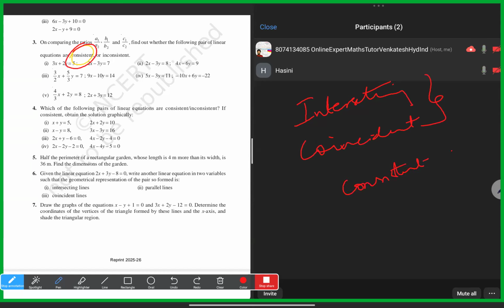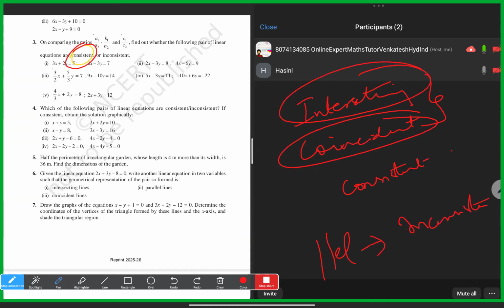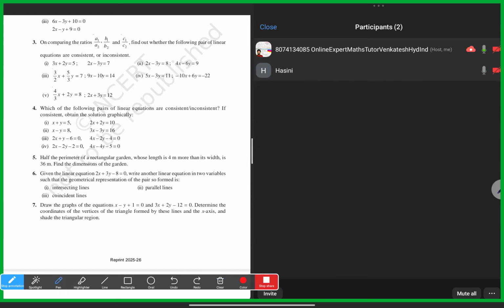And if the lines are parallel, that is the no solution case, they'll come under inconsistent. Whether they have a unique solution, that is intersecting lines, or coincident lines with many solutions, they'll come under consistent. So for that, we'll check the conditions.